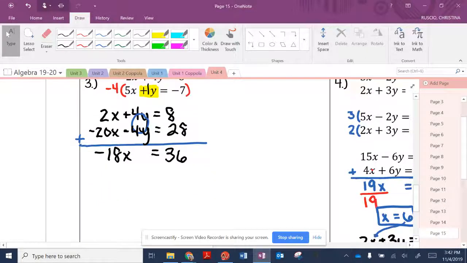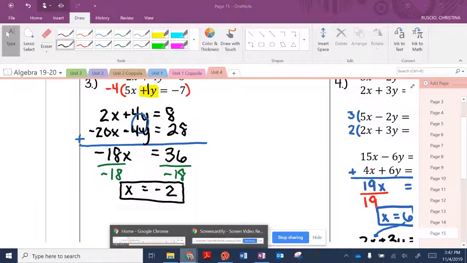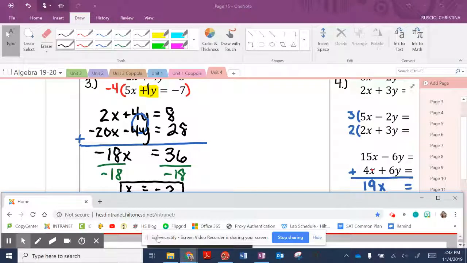And look at that, we're right back to where we began, okay? So what are we going to do? We're going to divide both sides by -18. We're like back in the basic land of solving equations. Okay, so what do we get? X equals -2. Okay, I'm going to pause the video and I want you to finish off the rest of this question.